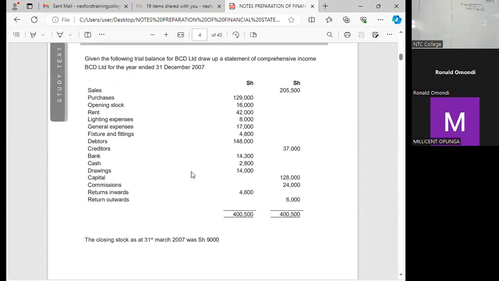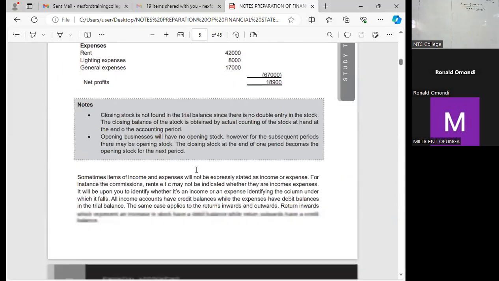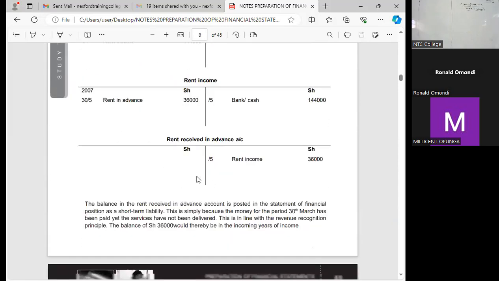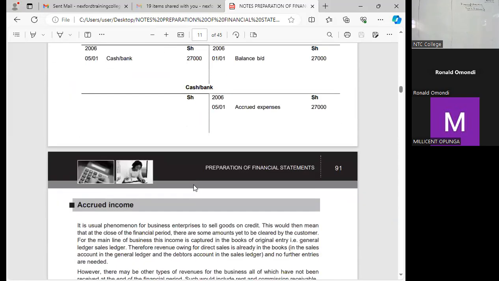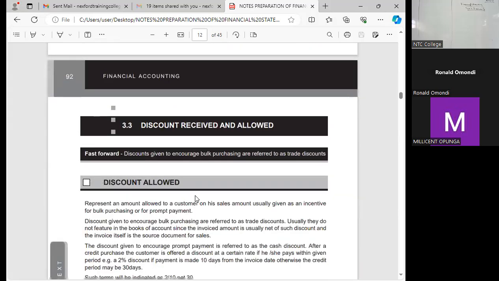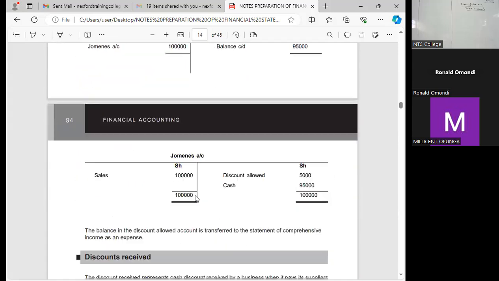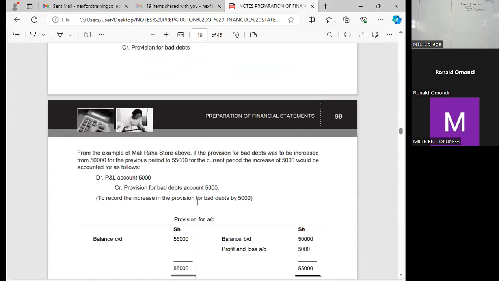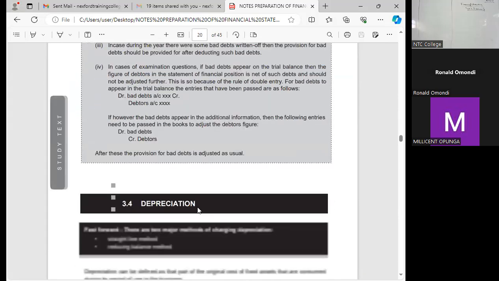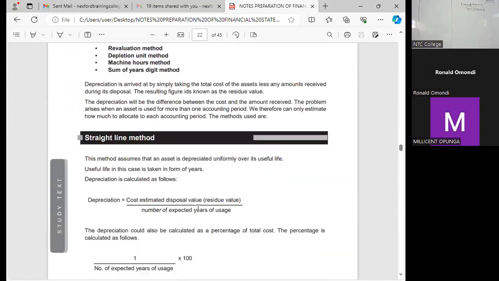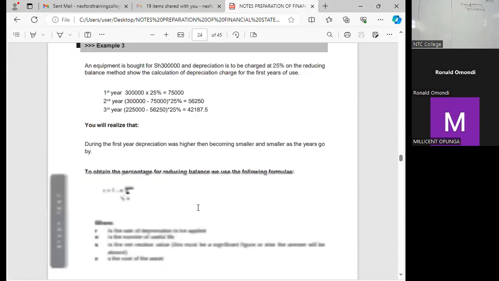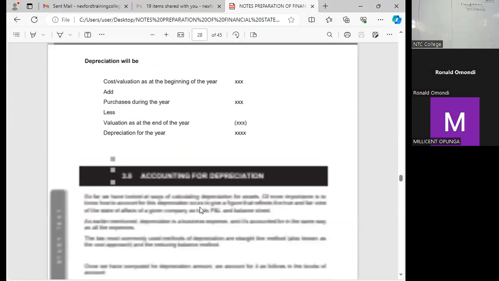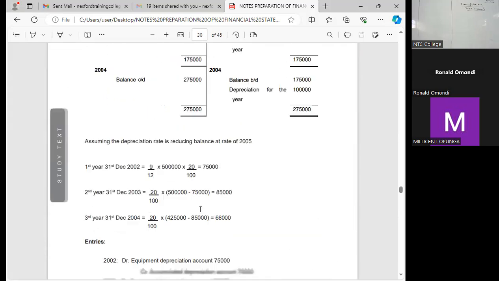Then let's look at the format for the balance sheet toward the end of these notes. Balance sheet, statement or statement of financial position. We have the format down here. You have these notes, so don't worry. For those who read, you'll find all this with you. So let's look at the format for the balance sheet.